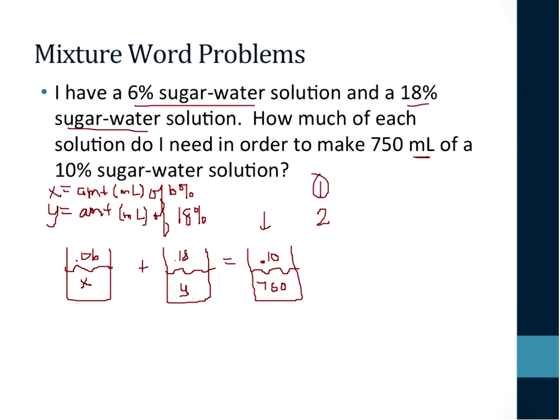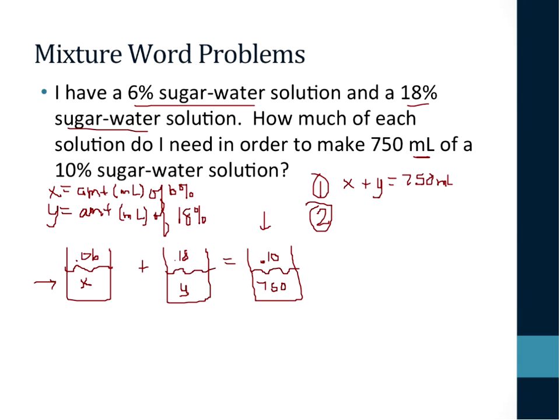This leads me into my two equations. My first equation is just looking at the number of milliliters. I don't know how many of X or how many of Y, but in total I want 750 milliliters. I don't know the amount of each of them. Maybe it's 200 and 550. Maybe it's 300 and 450. I don't know what it's going to be, but adding them together, I should get 750 milliliters.